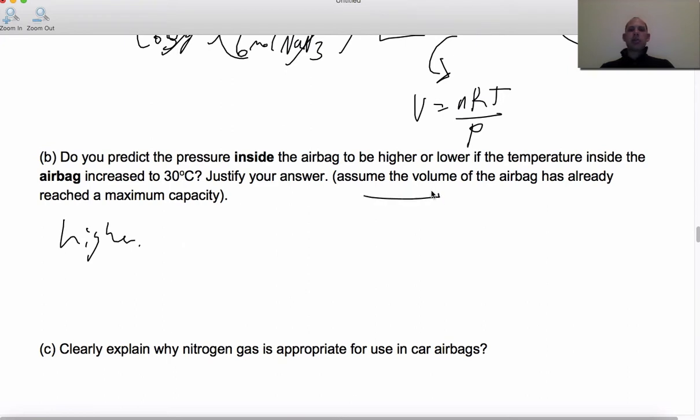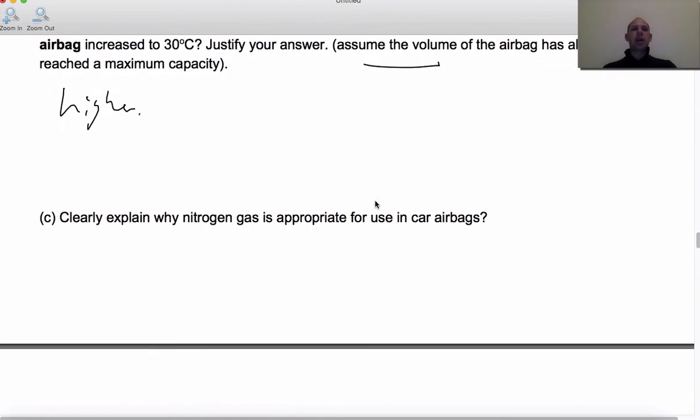We say it's a constant volume. So I'm just going to explain this answer. There's 2 ways of doing it. At a constant volume, as temperature increases, so does pressure. Or we can say, as the temperature inside the airbag increases, the kinetic energy of the particles also increases. And if the kinetic energy of the particles increases, they're going to hit the walls of that airbag, which has a constant volume, with greater force, thus increasing the pressure inside the airbag.